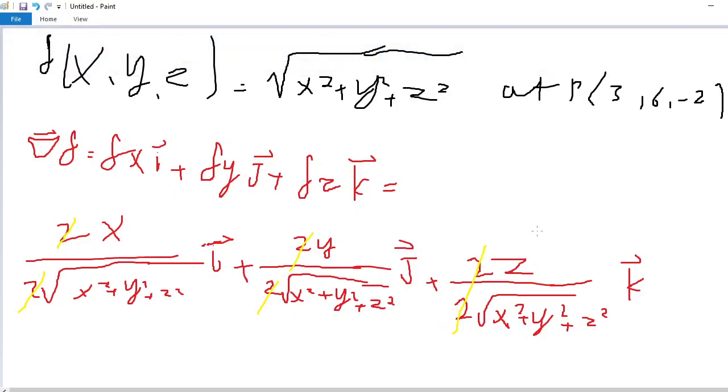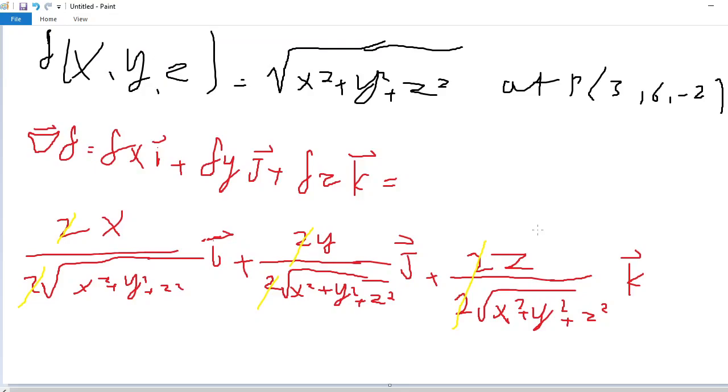Then I need to find the gradient vector at the point 3, 6, negative 2. So I'm going to fill every x with 3, every y with 6, and every z with negative 2. Let me make some space here.